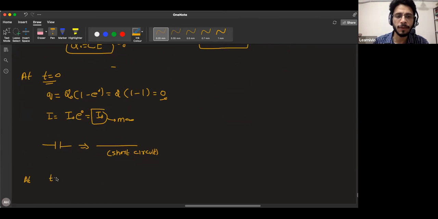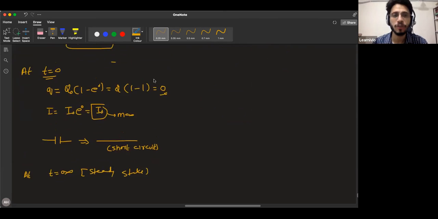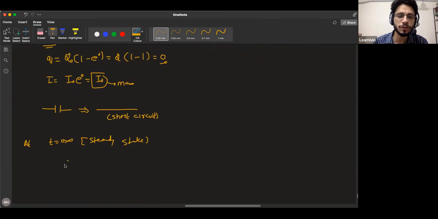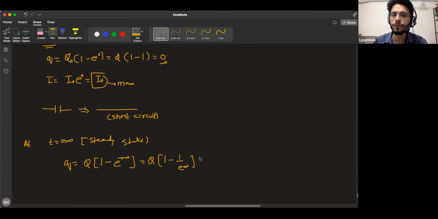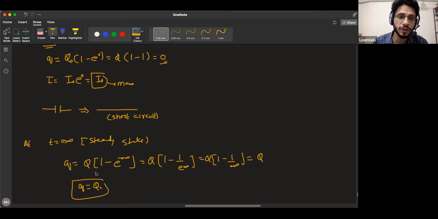If I take another time, like t equal to infinite, t equal to infinite means steady state. Steady state means the point when your capacitor is fully charged. So when you put t equal to infinite in this equation, you get Q is equal to capital Q times 1 minus e to the power minus infinity. That is 1 minus 1 by e to the power infinity. E to the power infinity is infinity, so that's capital Q times 1 minus 1 by infinity. 1 by infinity is 0, so it's capital Q only. So when your capacitor approaches steady state, the charge on the capacitor is maximum.